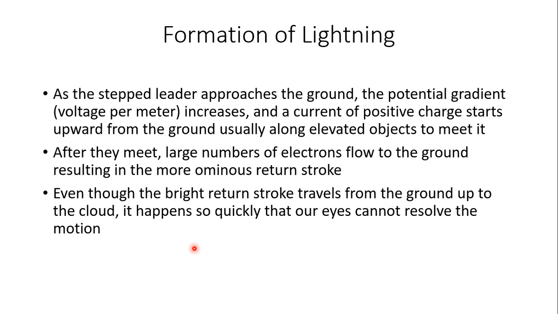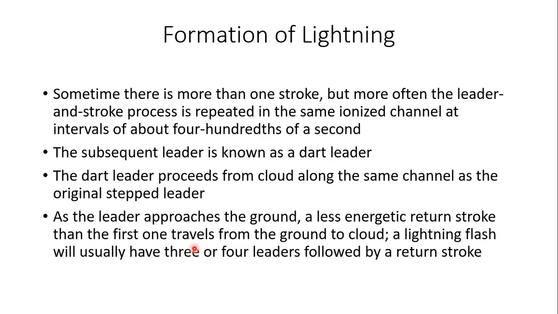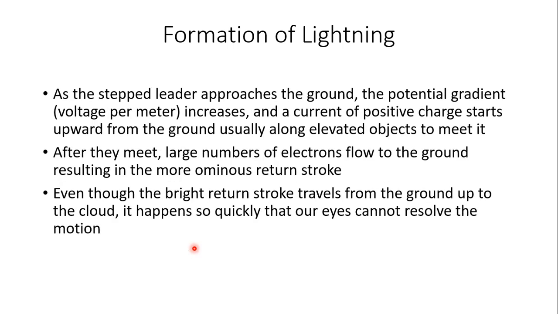And after they meet, a large number of electrons flow to the ground, resulting in the more ominous return stroke. And even though the bright return stroke travels from the ground up to the cloud, it happens so quickly that our eyes cannot resolve the motion. So what I want to get at here is, as I was alluding to, when we see cloud-to-ground lightning, like a lightning bolt coming out of a cloud, we can't perceive the fact of what's happening here.